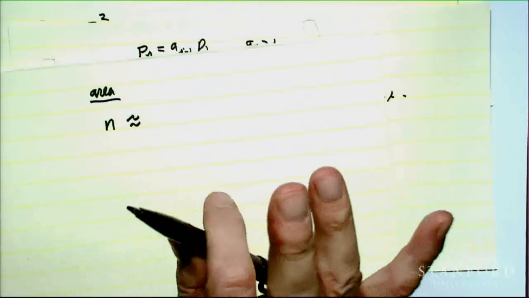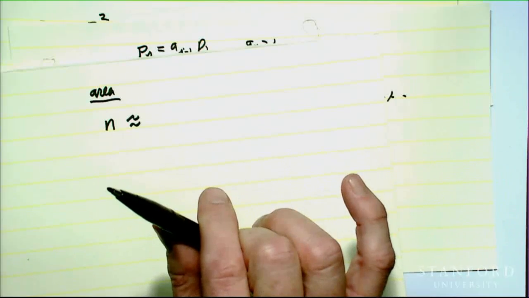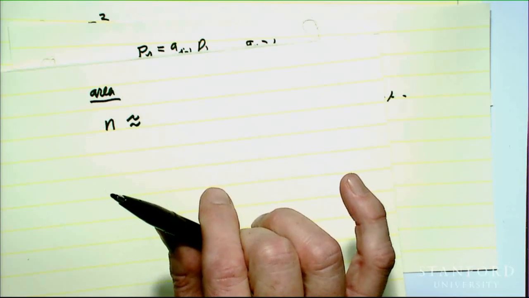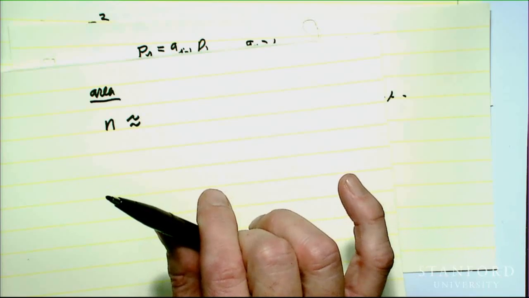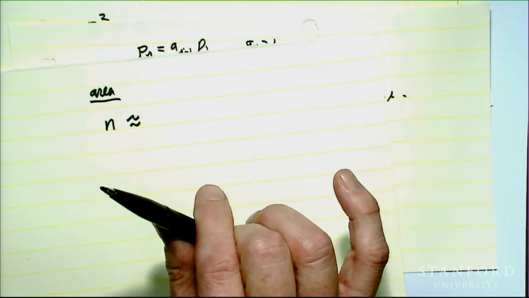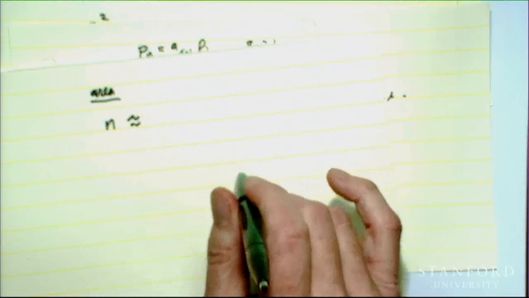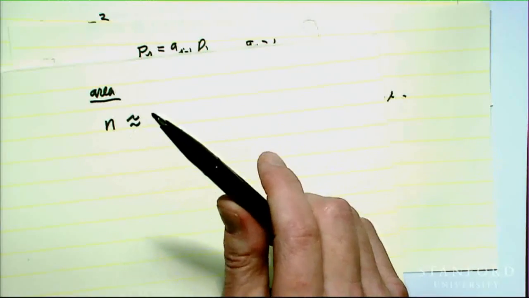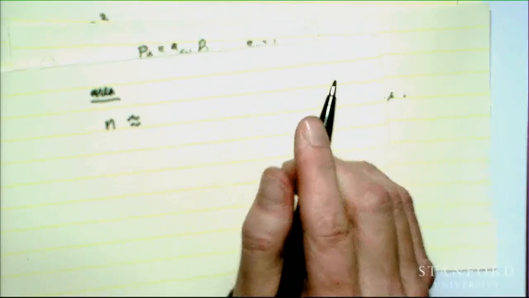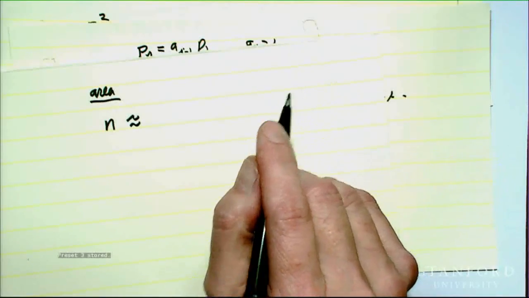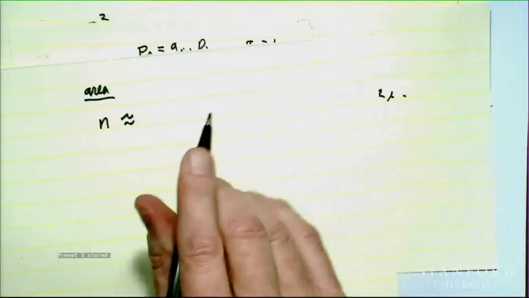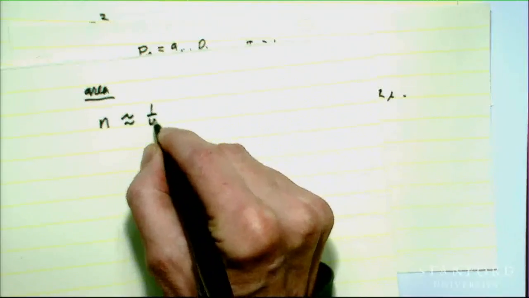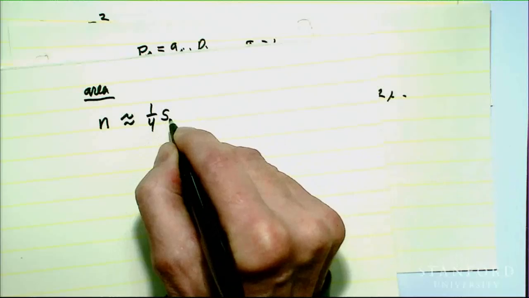Well, there are two definitions. One is that it's the ratio between the circumference of a circle and the diameter of a circle, but the other equally good definition is that it's the constant that occurs when you get the area of a circle, which is pi times r squared. So now here we have not a whole circle, but just a fourth of a circle. So n is approximately 1/4 of Sn squared.